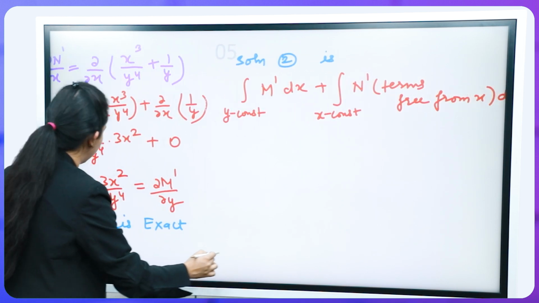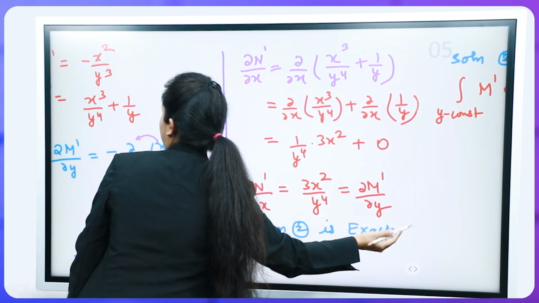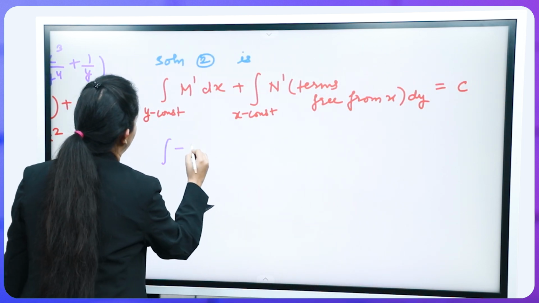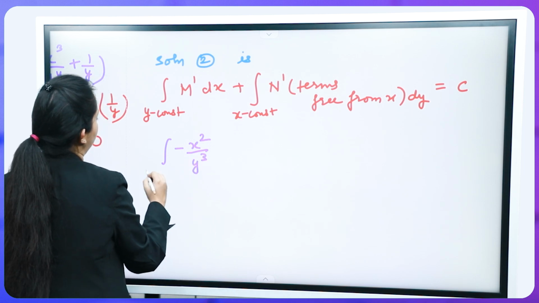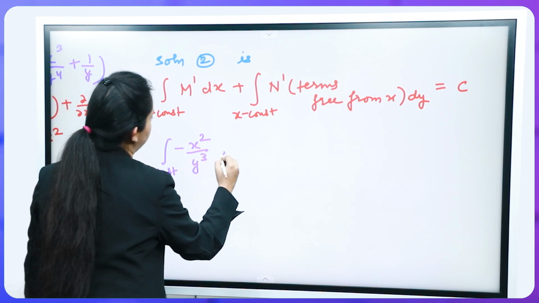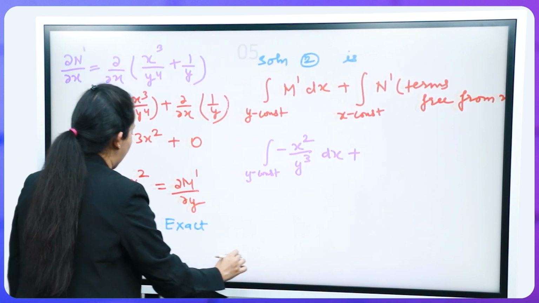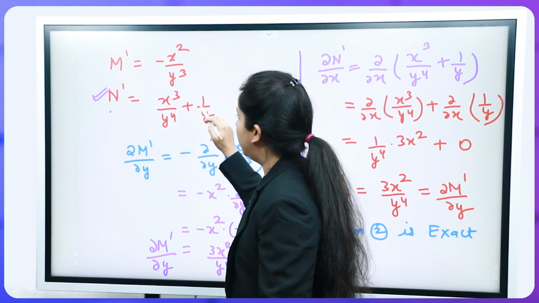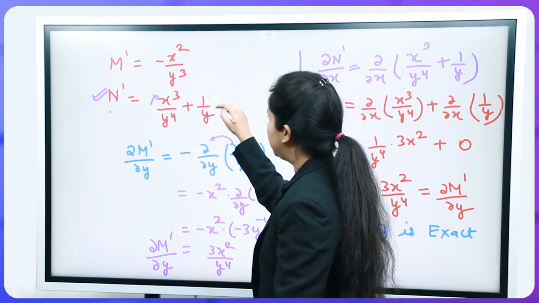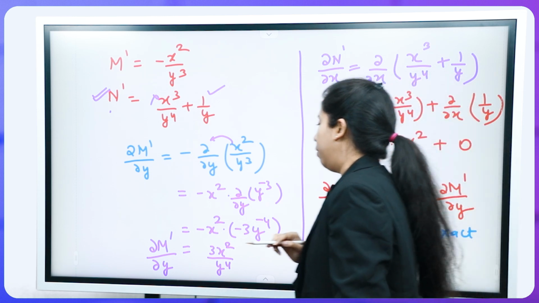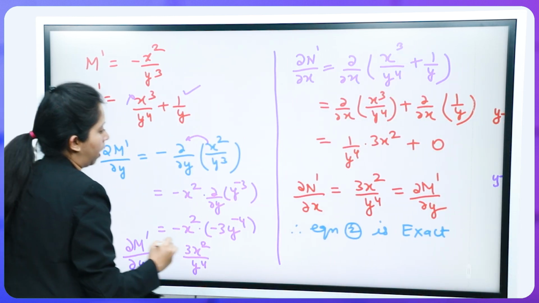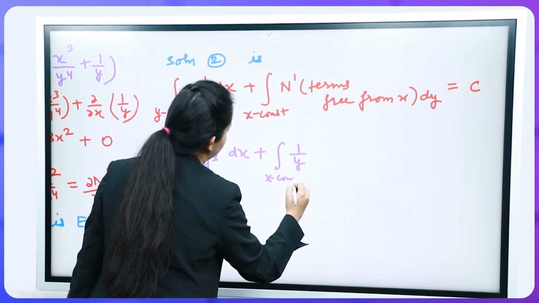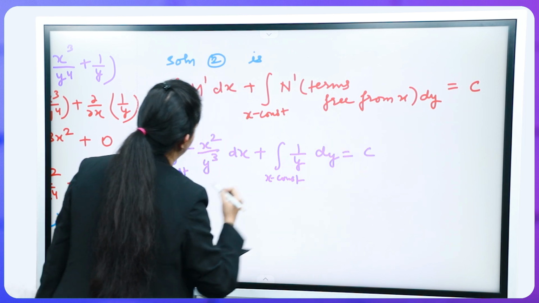Now, we will substitute the value of m dash and n dash. The value of m dash is minus x square by y raised to the power 3. Here we have to treat y as constant in the integral dx, plus from n dash we will consider only those terms which are free from x. Look at n dash: the first term is not free from x, whereas the second term is free from x. So, from n dash we will take only 1 upon y. So, integration of 1 upon y treating x as constant dy is equal to c.